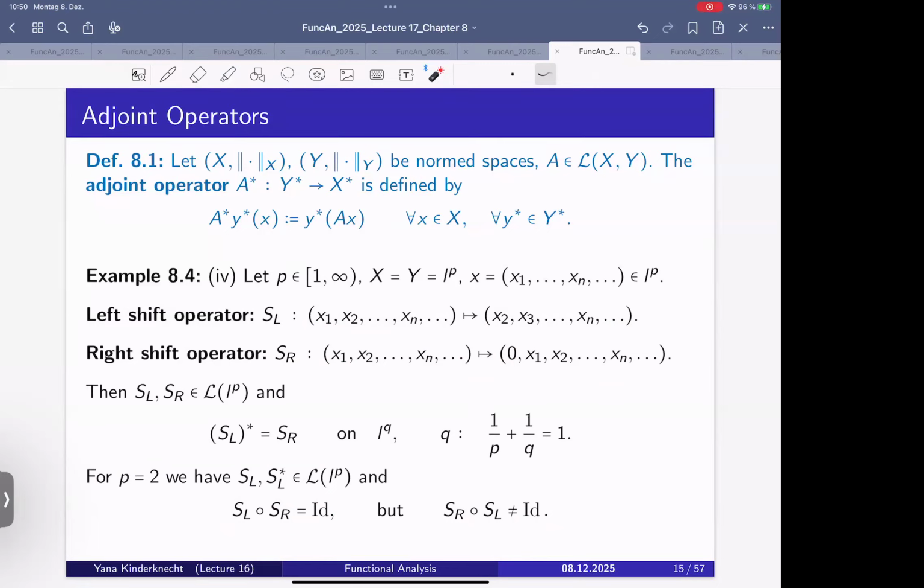Okay. Perfect. So this is one of the standard examples of adjoint operators. And this is just nice to know.